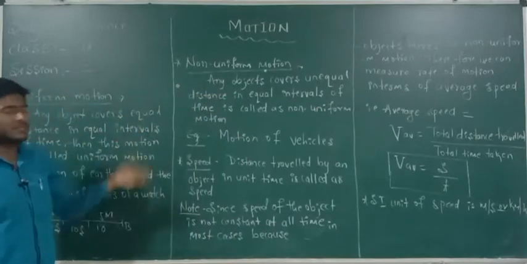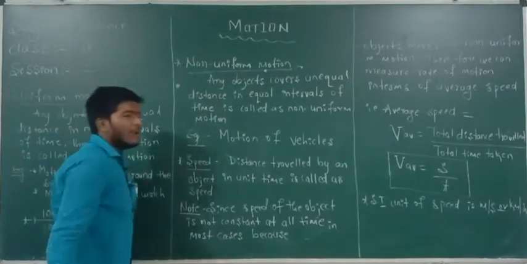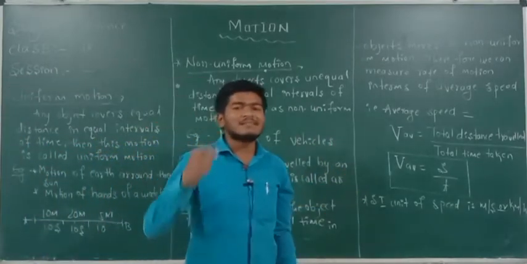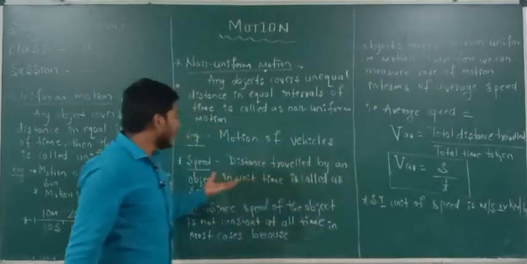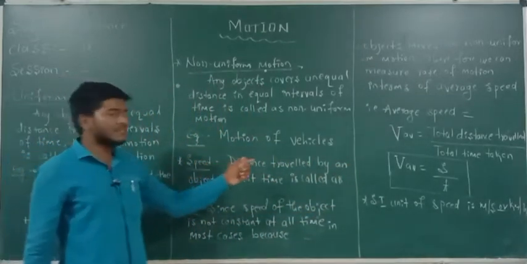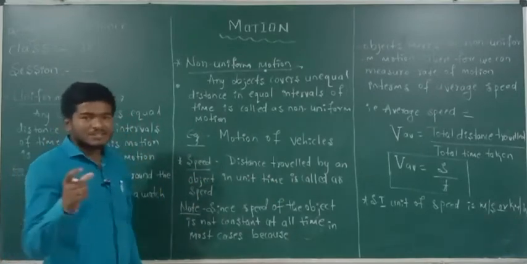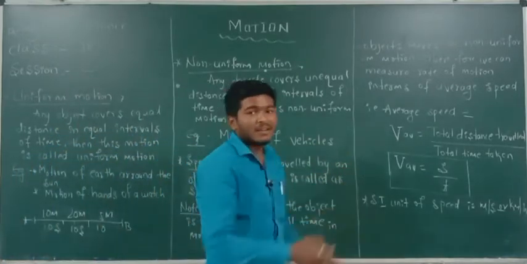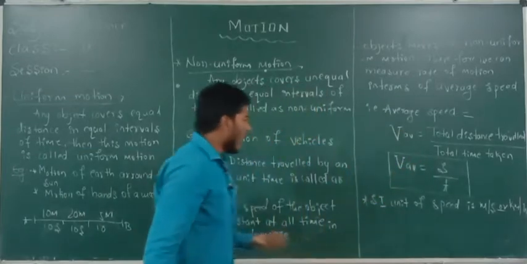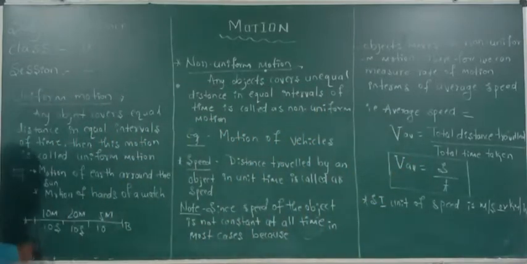Next we are going to study speed. Any object that is in motion has some speed. Then what is speed? Speed is nothing but the distance traveled by an object in a unit time. For example, I am considering here a car that moves from A to B. The distance between A and B is 10 meter and it covers it in 10 seconds.